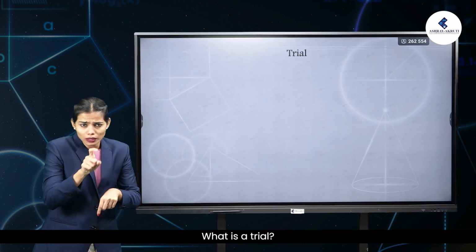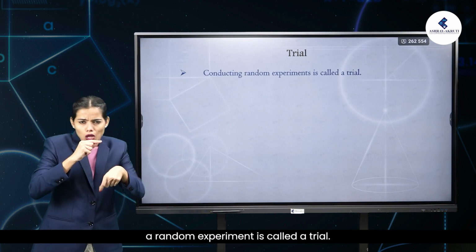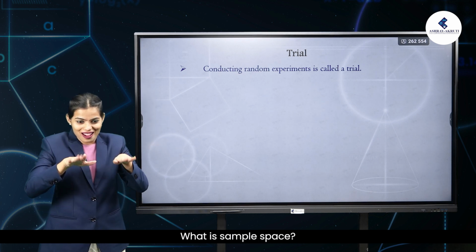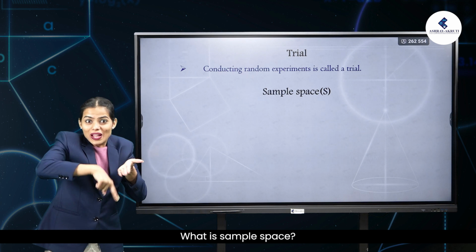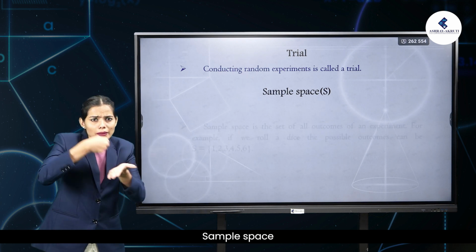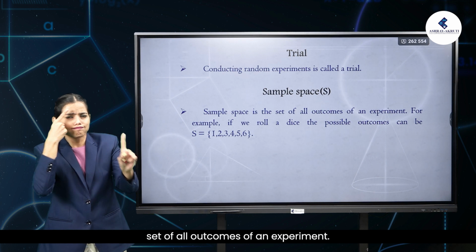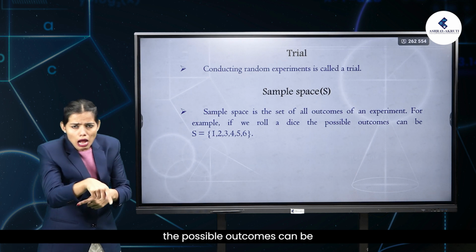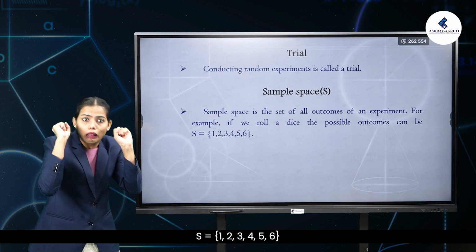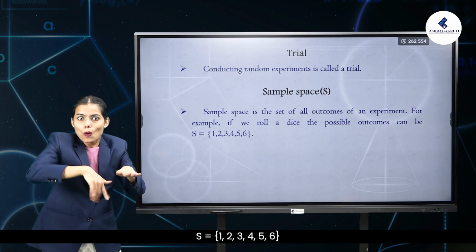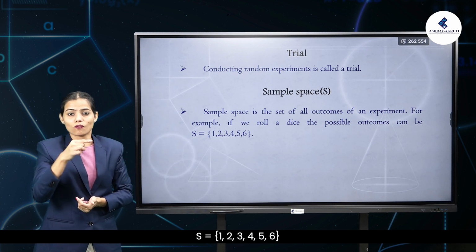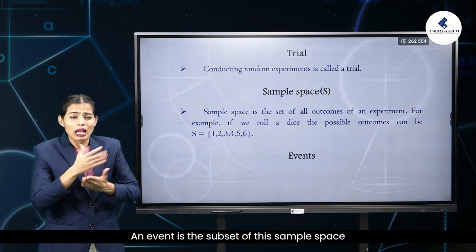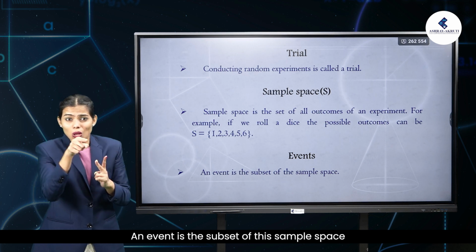What is a trial? Conducting random experiments is called a trial. What is sample space? Sample space is the set of all outcomes of an experiment. For example, if we roll a dice, the possible outcomes can be S is equal to {1, 2, 3, 4, 5, 6}. What are events? An event is the subset of the sample space.